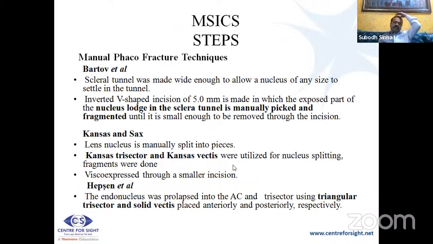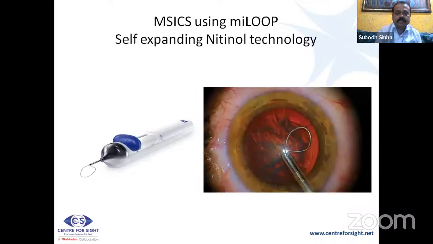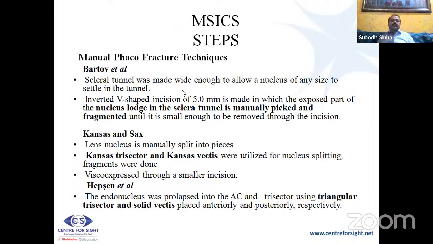Different phaco-fracture techniques were designed, like different types of trisector and dissector. The common feature in all these techniques is that they introduce one vectis behind the nucleus and use different types of trisector or dissector to chop and divide the nucleus. But one of the problems with this kind of technique is that the loss of endothelium was significant. Mostly you can see a lot of patients with corneal edema postoperatively.